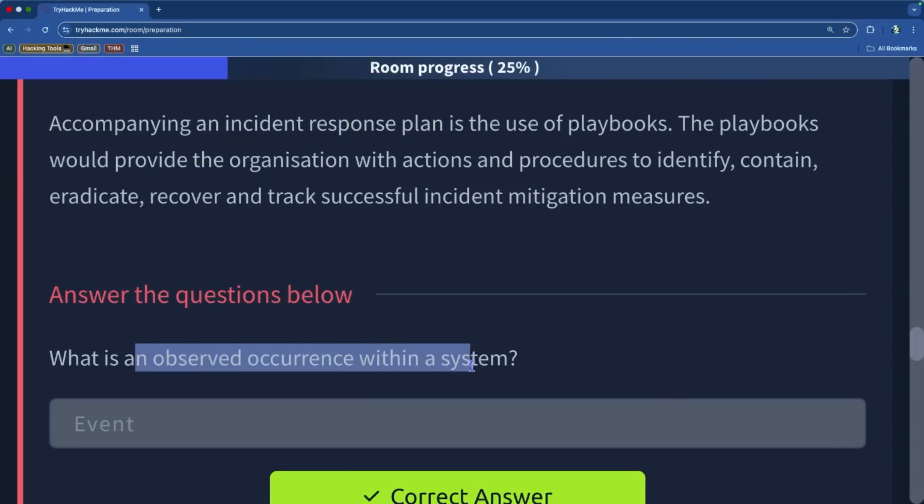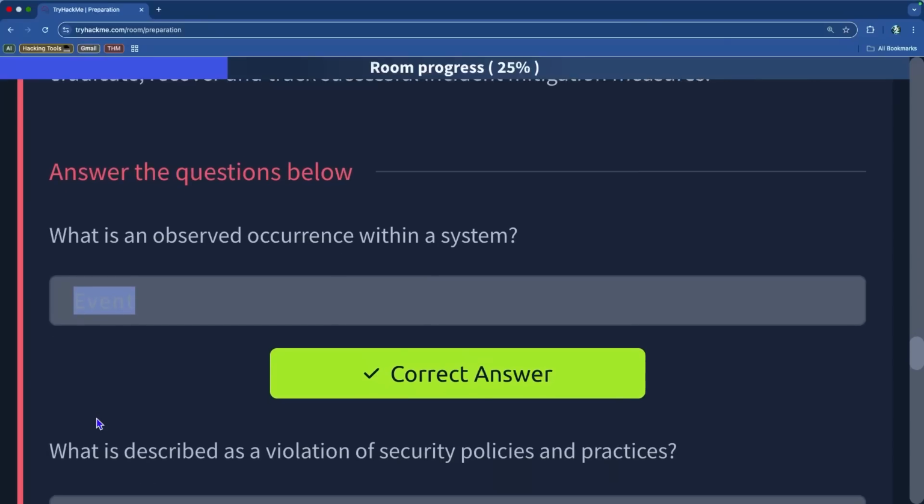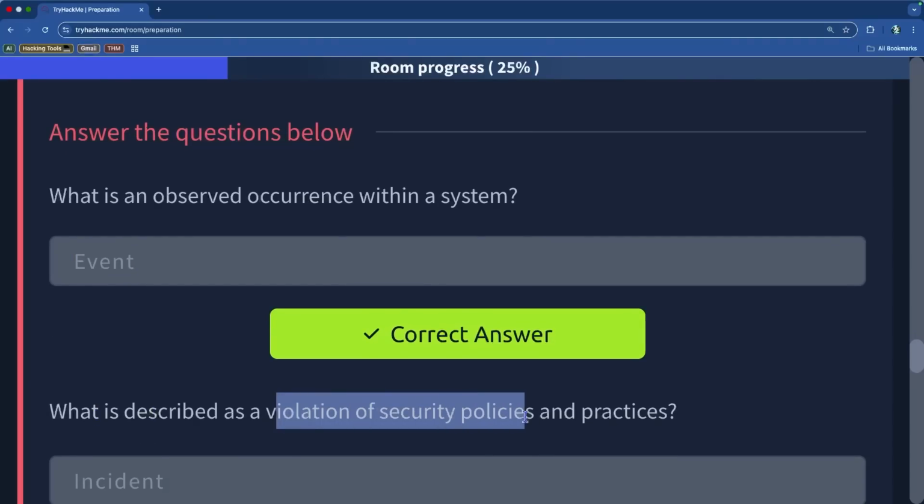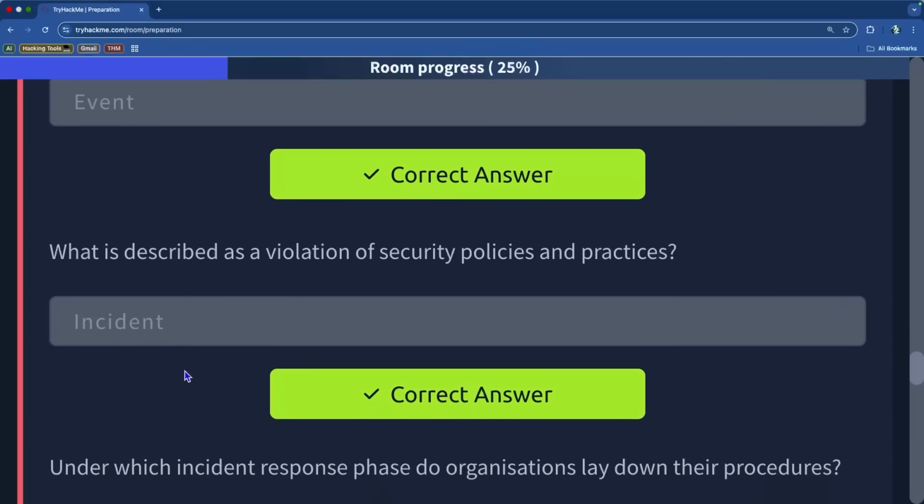So what is an observed occurrence within a system? That is an event, right? It's not necessarily malicious. What is described as a violation of security policies and practices? That would be an incident.